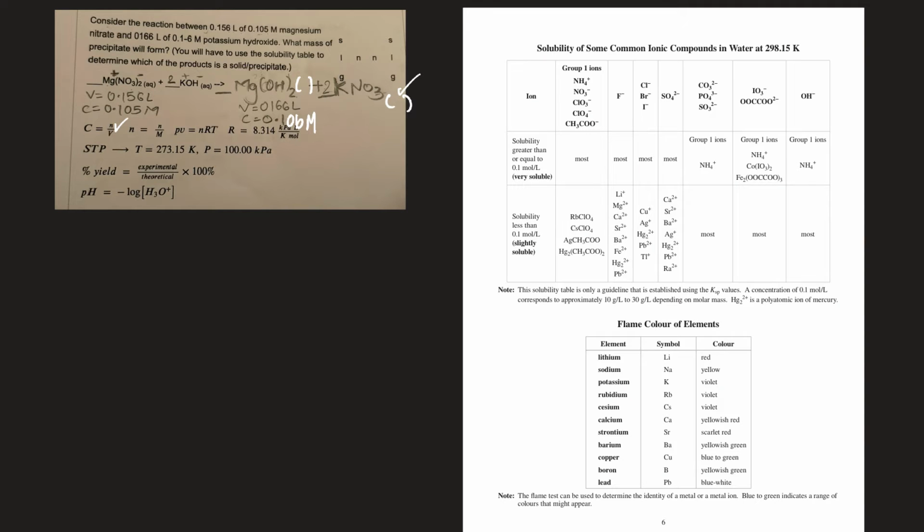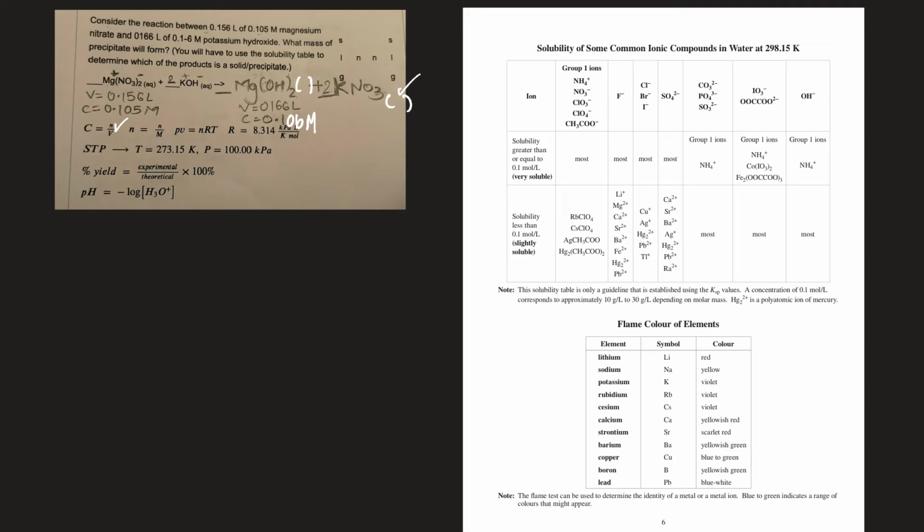for potassium hydroxide. And then they say what mass of the precipitate will form. So we don't know which of these is a precipitate. So I need to look off my chart, my solubility table, to see which one is a precipitate. I'll pause and find that.